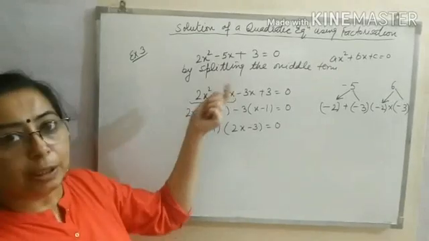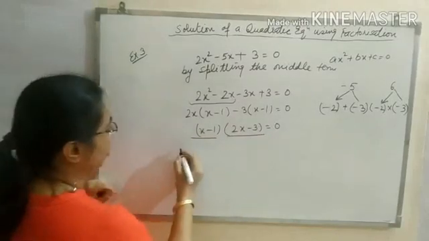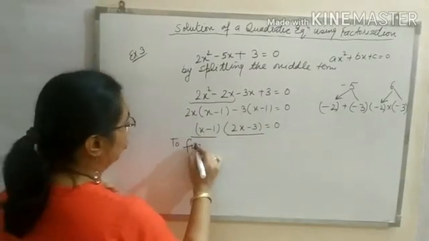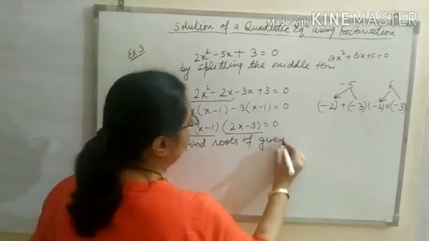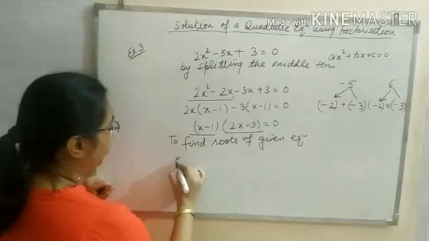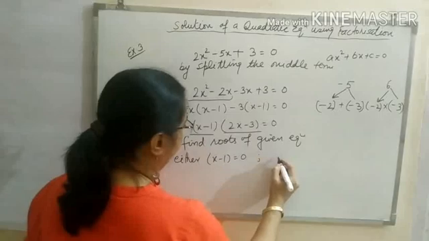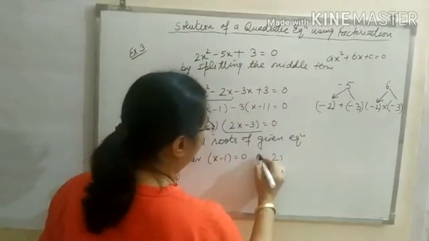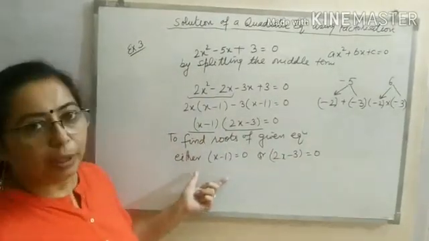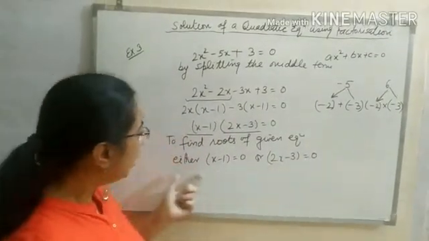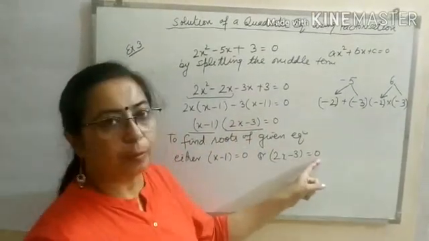Now since we have to find the solution of the quadratic equation, each factor will be equated to 0. To find roots of the given equation, either this should be 0. This is very important because students do not equate it. Either this should be 0 or 2x minus 3 should be 0. This step is very important. In boards also marks are deducted if students don't write this. So either this factor will be equal to 0 or this factor will be equal to 0.